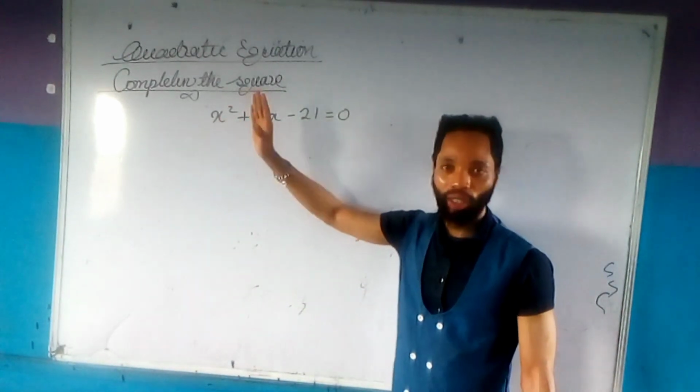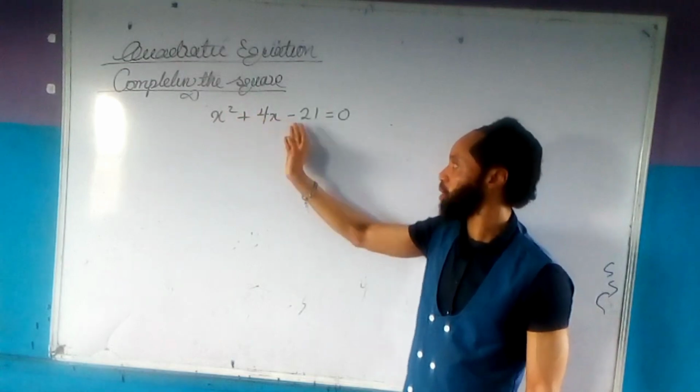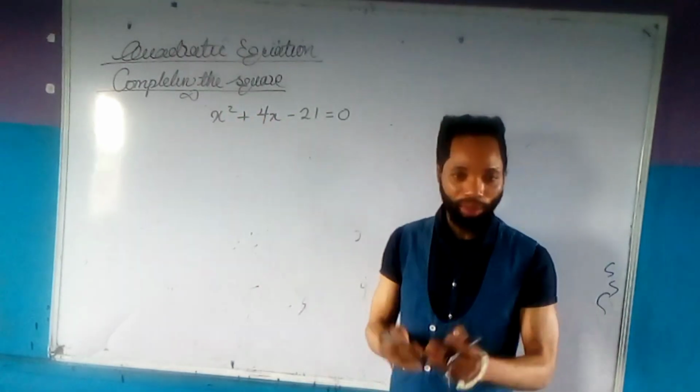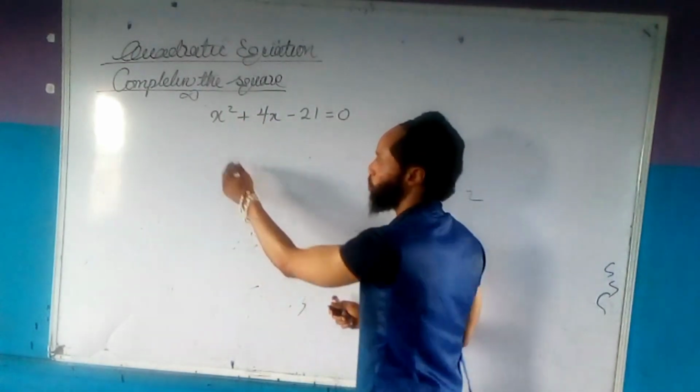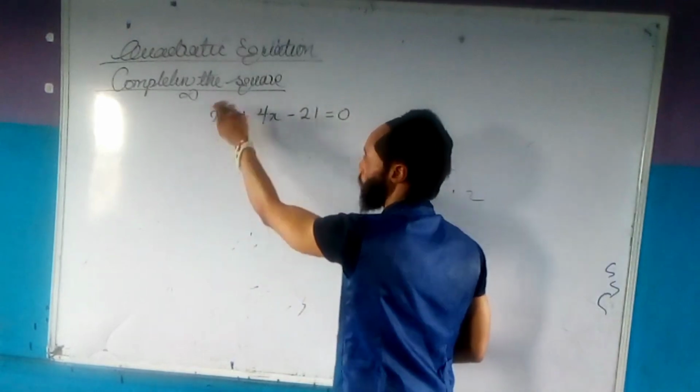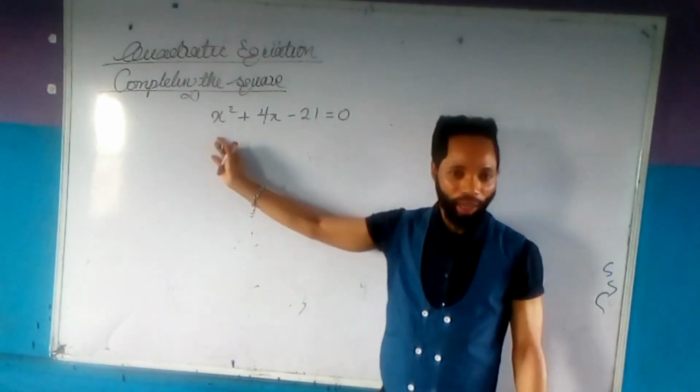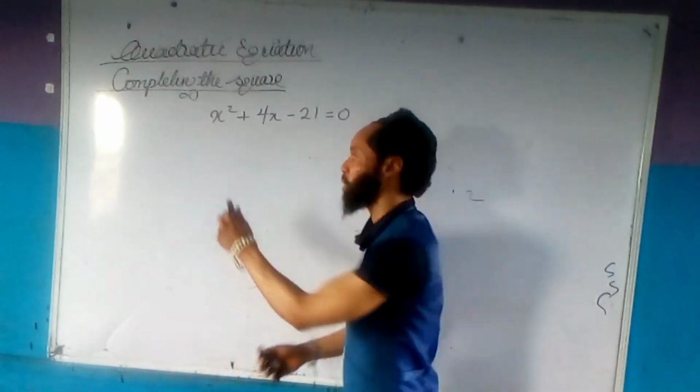So we have another question here. x squared plus 4x minus 21 equals 0. Like I rightly said initially, the first thing we want to do is make sure that the coefficient of x squared is 1, and we already have it according to the question. So we'll move to the next step.